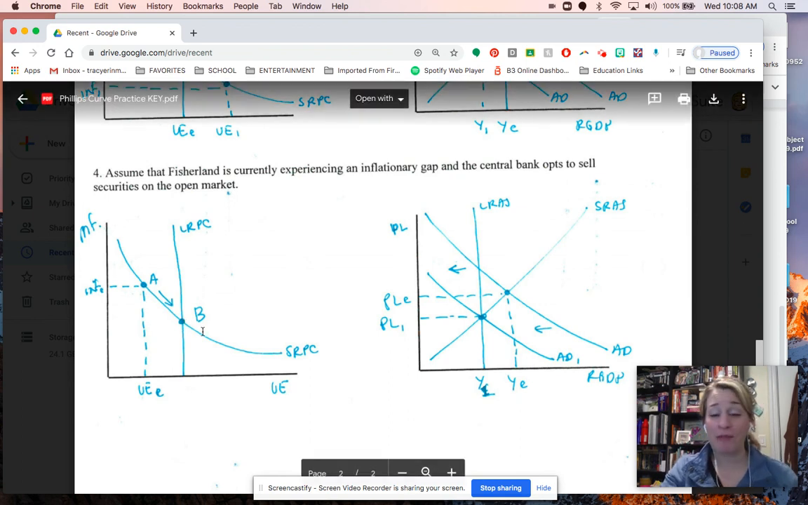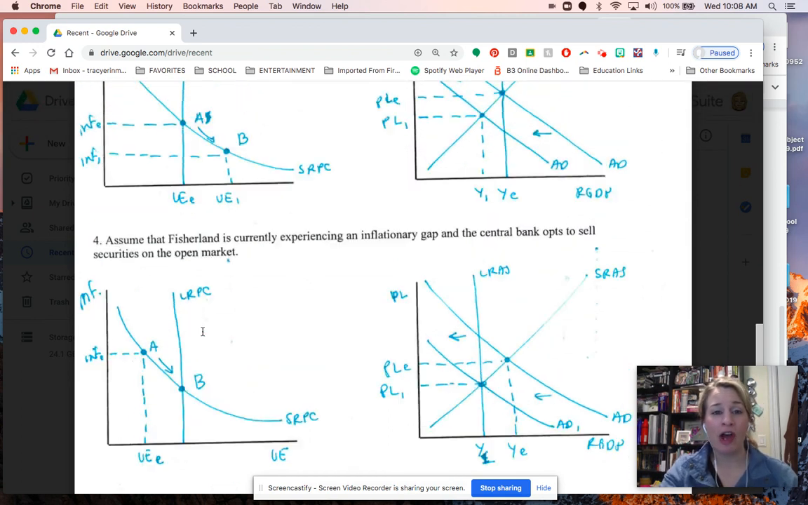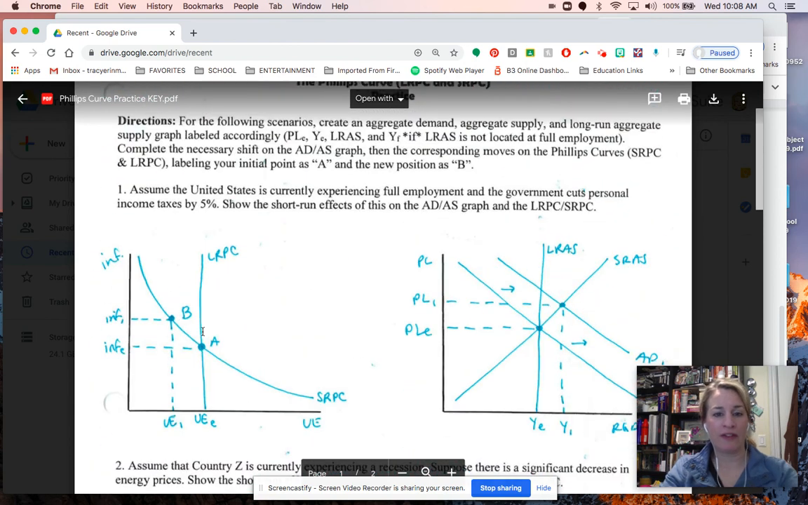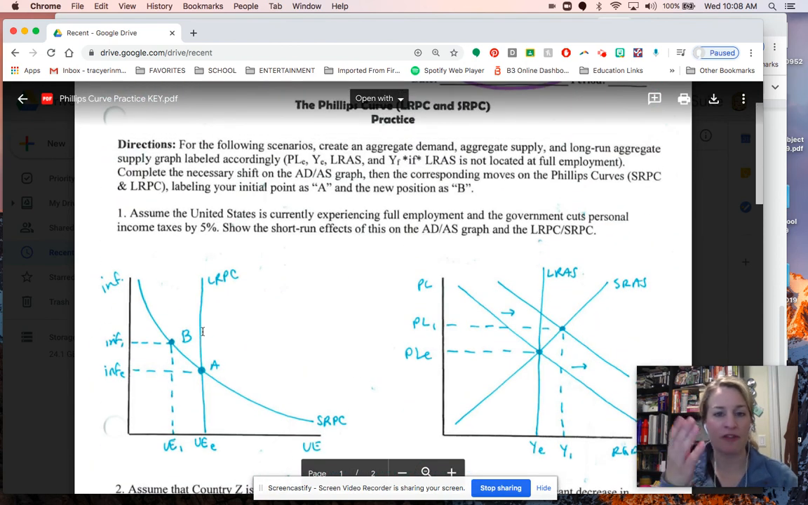So that's your practice with the Phillips curve handout. I've also included the PDF of this document on the new post if you want to see that as well.